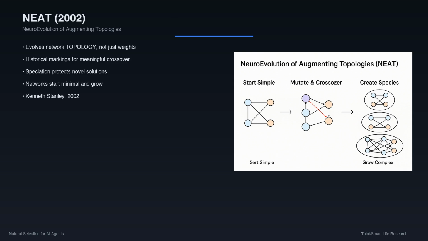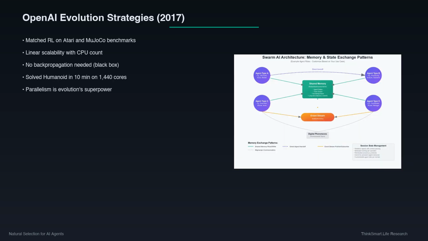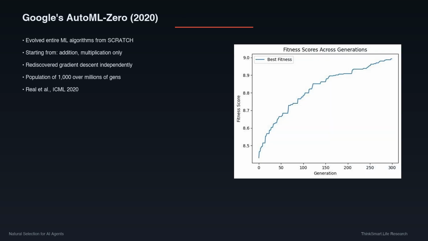Now let's look at the research history. Kenneth Stanley's NEAT algorithm in 2002 evolved not just neural network weights, but the network topology itself. It introduced speciation, grouping similar agents to protect novel solutions from premature elimination. In 2017, OpenAI showed that evolution strategies could match reinforcement learning on Atari and MuJoCo benchmarks while being dramatically simpler and more parallelizable. They solved MuJoCo humanoid in 10 minutes using 1,440 CPU cores.